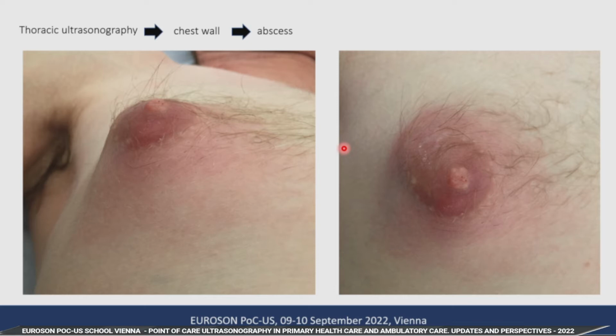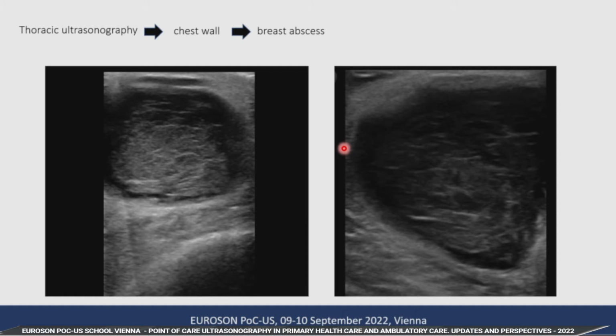And what's your clinical problem? Is it just the inflammation of soft tissue, which we can try to cure with antibiotics, or is there an abscess inside? So what are we doing? We're putting a probe on it, and what we can find, that there is an abscess. The patient needs to go to the surgery room to cure the abscess.